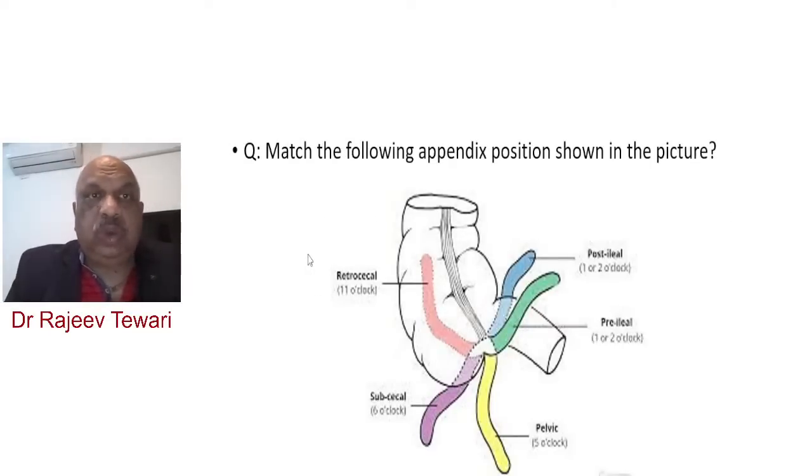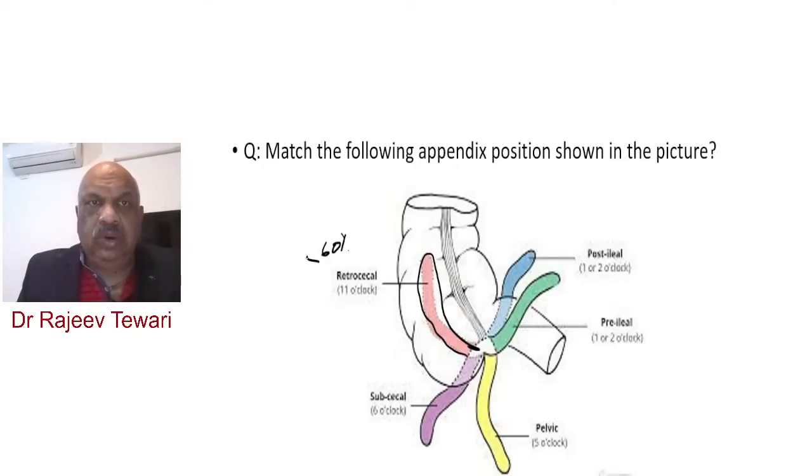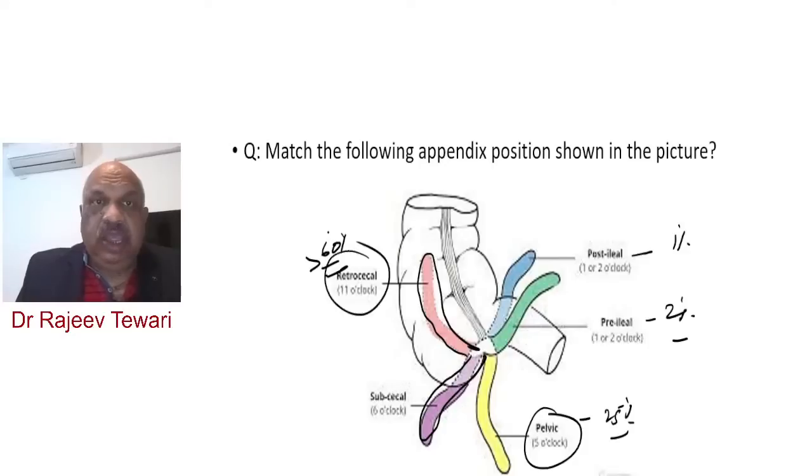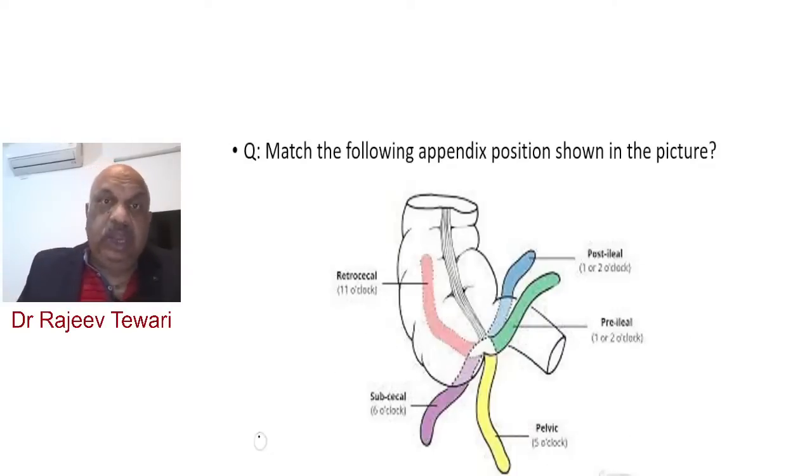Now, one question, match the following, was based on the position of appendix. This, of course, we discuss in appendix regular batch. Retrocecal is the most common, around 60%. Pelvic is second most common, around 25% or more. Rarest is post-ileal, which is 1%, followed by pre-ileal 2%. And this is subcecal, which will give Cope obturator test positive, while retrocecal will give Cope psoas test positive. We can have one more position, paracecal, by the side of cecum, which of course is quite rare. I do not know the exact options here, but it was match the following and the image was there.